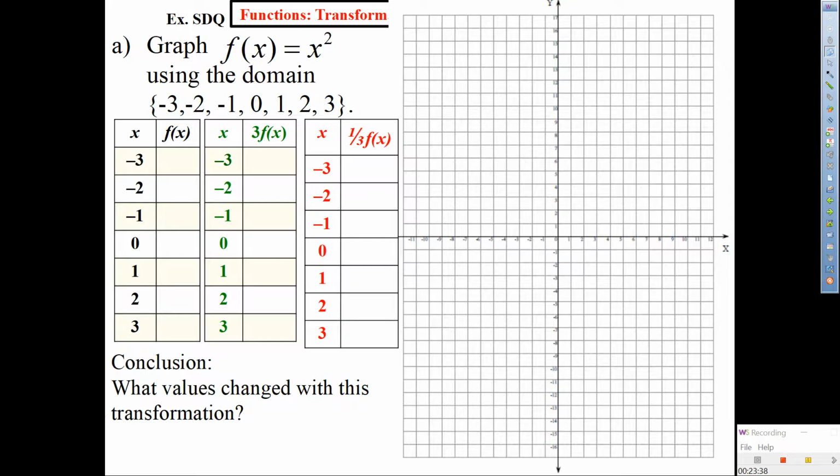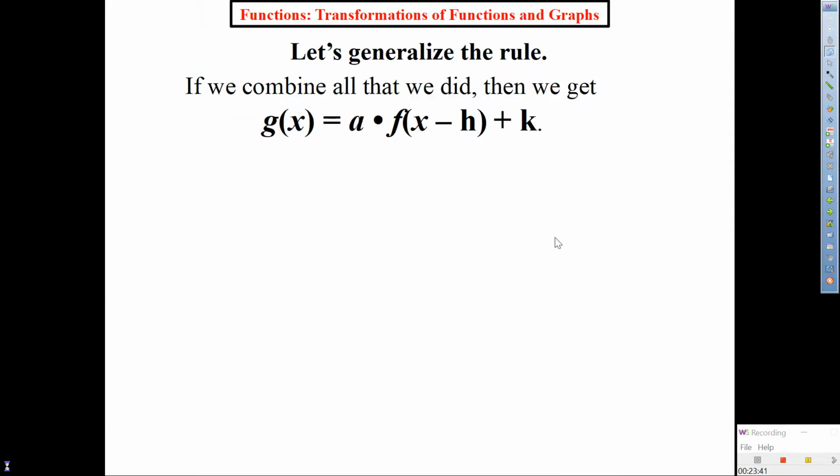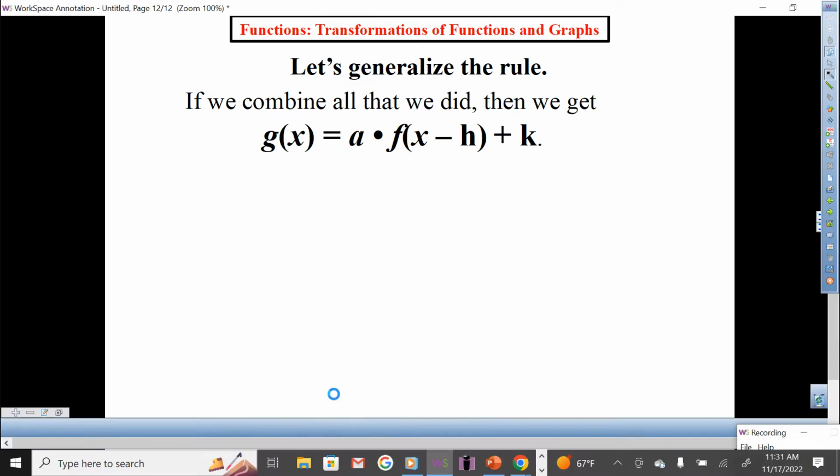So let's write our new rule now, including the new parameter. Write that down at the top. g of x equals a times f of x minus h plus k. I'm going to change the k to blue. And what do I sketch next to it to remind me what it does? Arrows, yes, up and down, plus for up, minus for down.